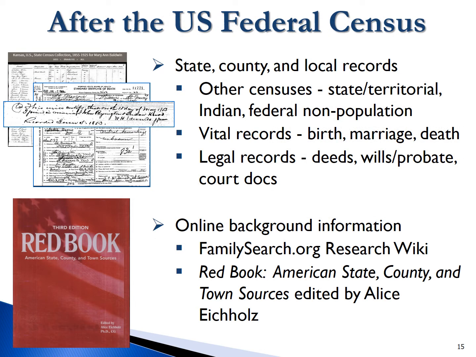The U.S. federal censuses are not the only records we want to locate when researching our family's story. They start at state, county, and local records. Other censuses, such as state and territorial, Indian, and federal non-population. Vital records: birth, marriage, and death. Legal records: deeds, wills, probate, and court documents.